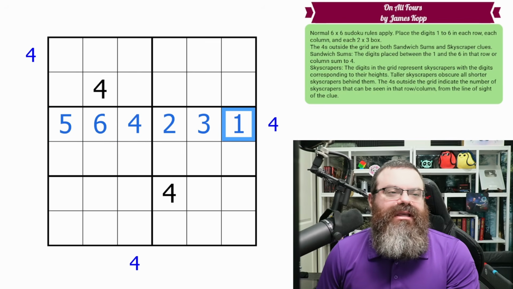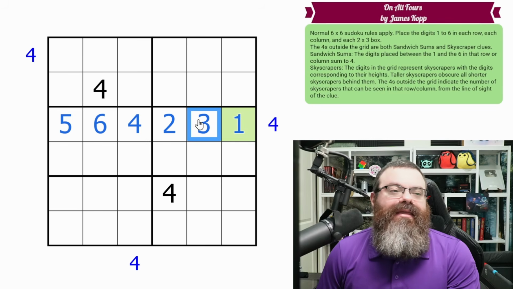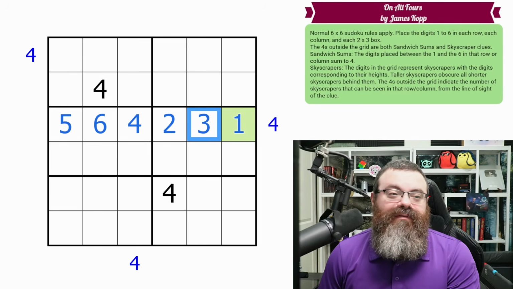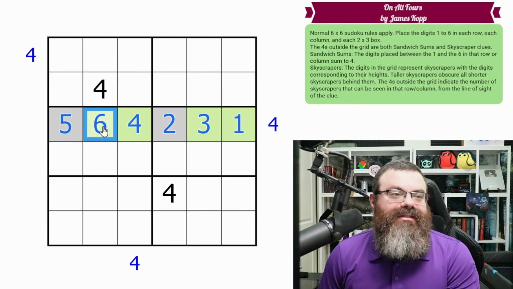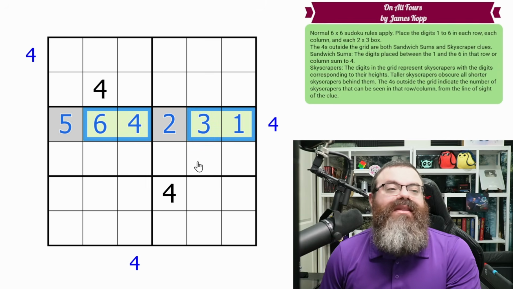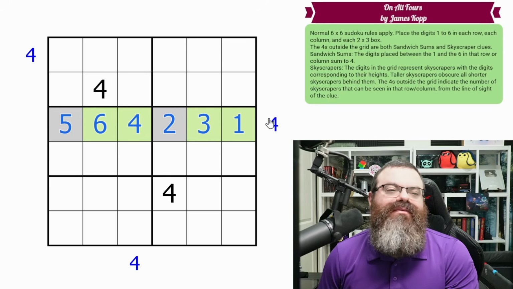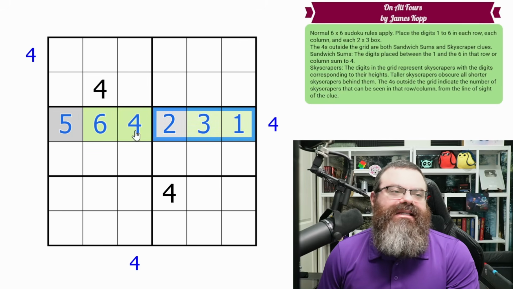I'm going to mark in green any cell that's seen. So you always see the one that's right in front of your face. And then you also see ones that are bigger than all of the previous ones. So we see the 3. 2 is not bigger than all the previous ones, so we don't see it. The 4 is bigger. The 6 is bigger. The 5 is not bigger than all the previous ones. It's smaller than the 6. And now we count how many green cells we got, and that's 4, and that matches the 4. So this is the count of how many skyscrapers you see.